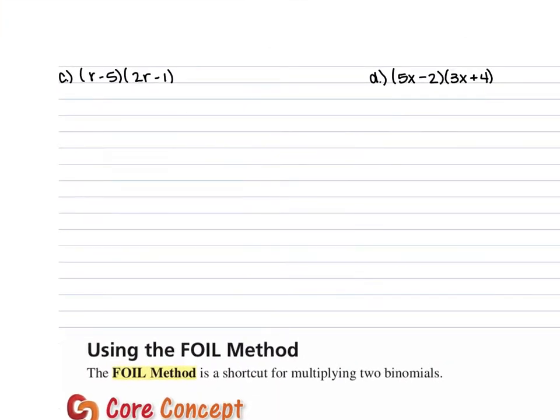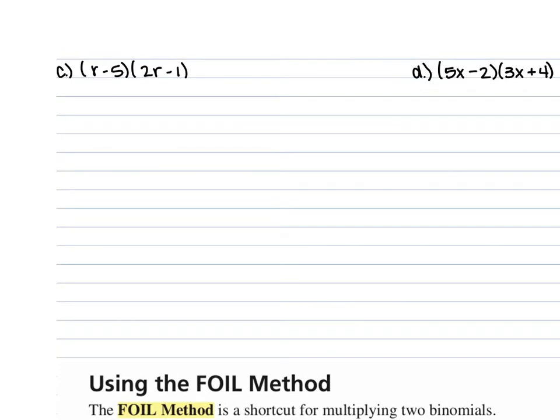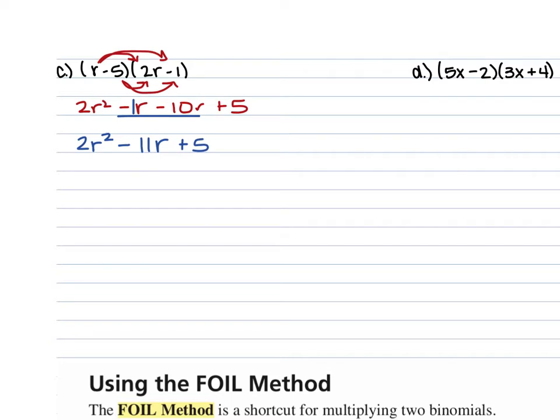For example C, we have r minus 5 times 2r minus 1. So again, if we use the FOIL method, we're going to do r times 2r, which is 2r squared. Then r times negative 1 is negative r. The negative 5 times 2r is negative 10r. And negative 5 times negative 1 is a positive 5. So to combine our like terms here, this gives us 2r squared minus 11r, because remember there's a 1 in front of that negative r, plus 5.